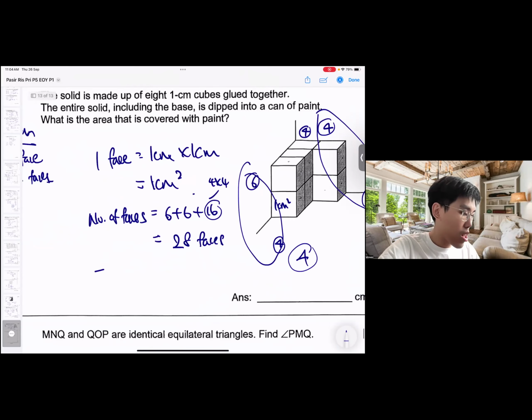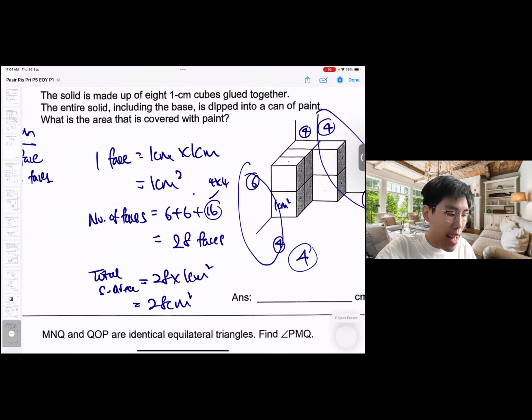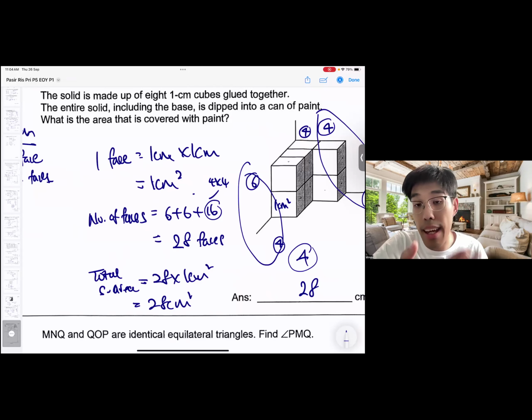So the total surface area will be 28 times 1 cm square. Answer 28 cm square. The last step still looks redundant. Why? Because people still think, oh, 28 times 1 just 28 lor. Then I count 28 faces and I can write already lor. Why need to do that 1 cm square?